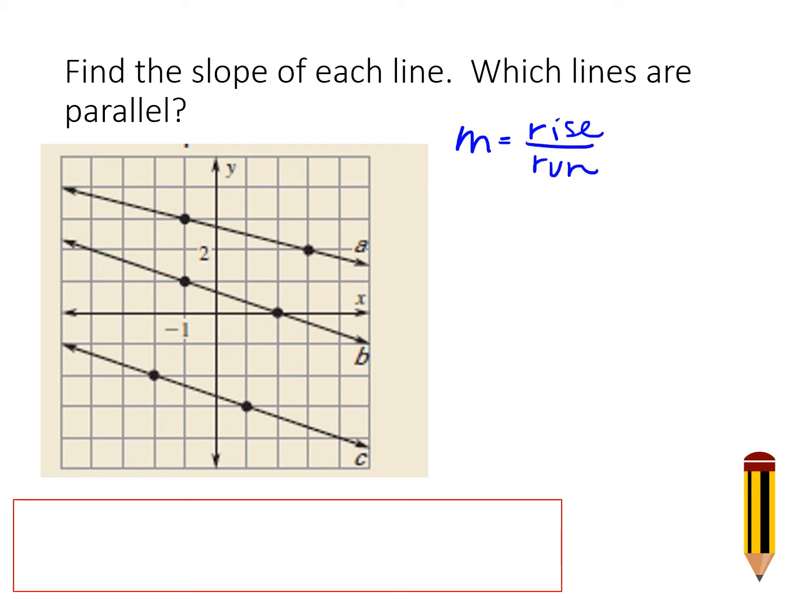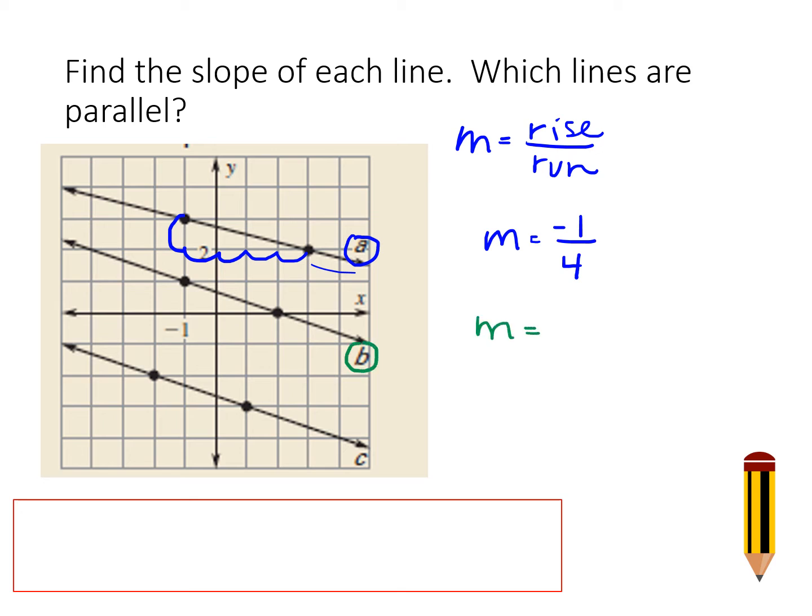So if we look here, we have 3 different lines. I'm going to focus on line A first. So since I'm rising, this time my rise is actually going down 1 first. So we represent that with a -1 over, and it looks like it's running 1, 2, 3, 4. So -1 over 4.